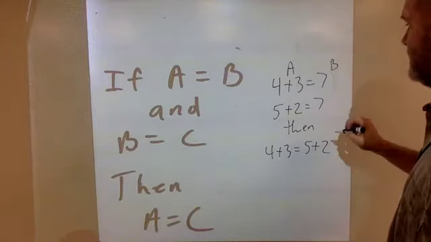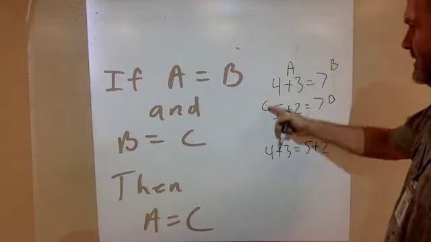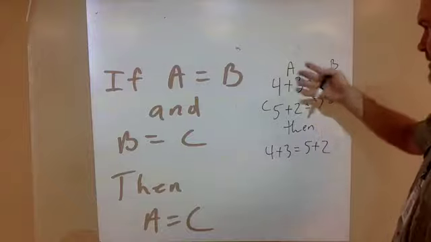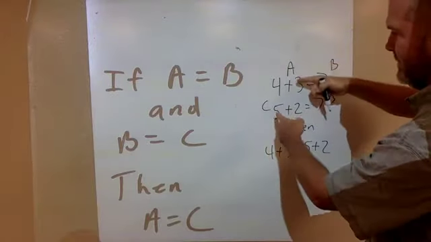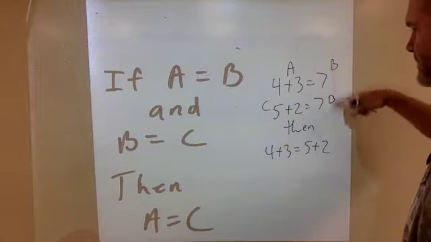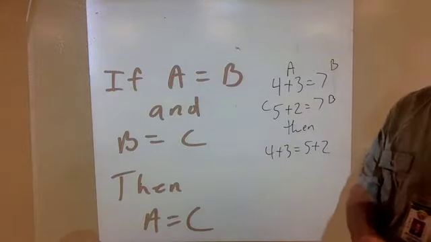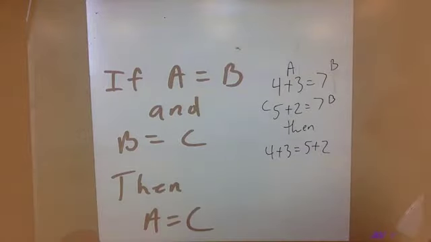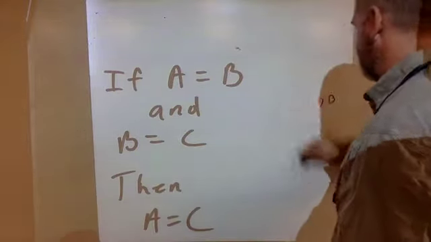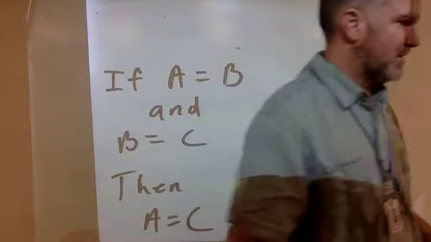A is equal to B, and C is equal to B. Therefore, A is equal to C. All right, they're 2 different things. A and C, 4 plus 3 and 5 plus 2, are both equal to the same thing, 7. We'll call that B. Therefore, they must be equal to each other. Why do we need that? We need that as a tool to prove that angles are equal to each other.